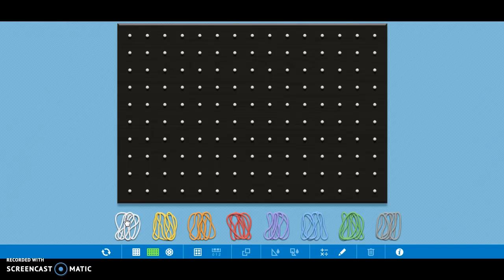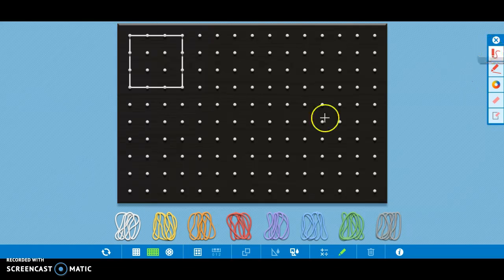In order to use the geoboard here, we're going to grab one of these rubber bands and drag it to the pegs. You can drag them to any length across the geoboard. In this case, we're going to make a 3x3 square. It's important to have the squares have the same length and width because that is how we show a perfect square. Okay, so here we have, I'm going to write this down, a 3x3 square.